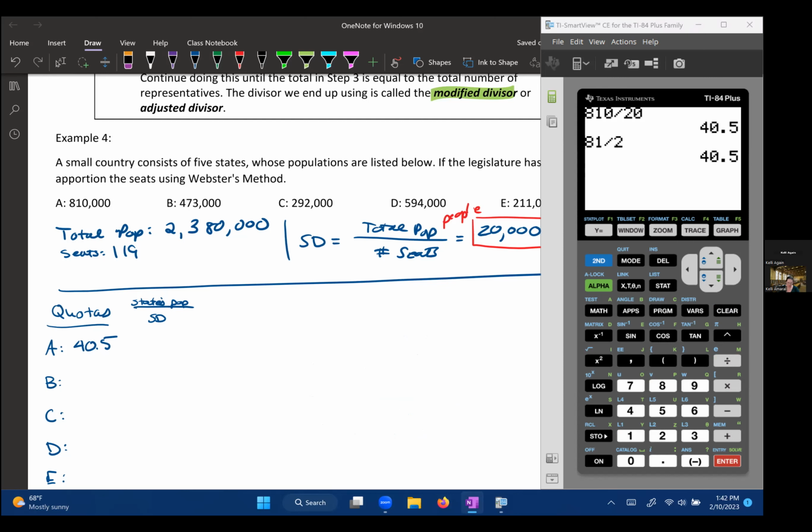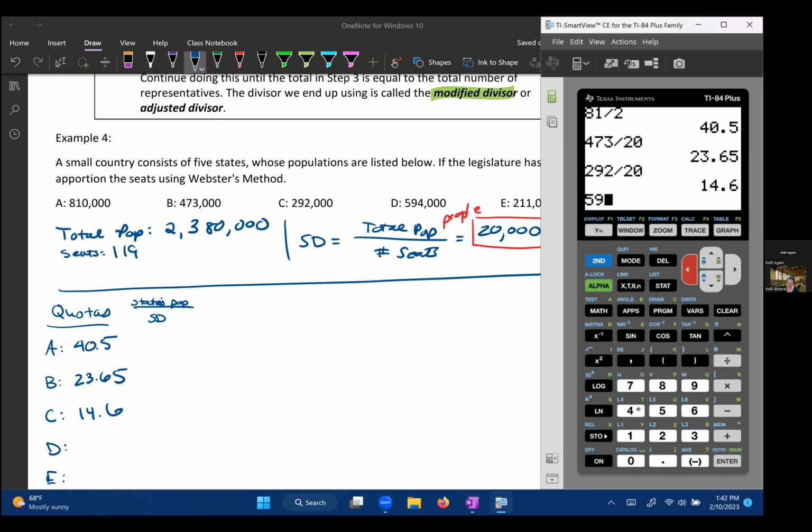So the quota for state B is 473,000 divided by 20,000, which is 23.65. These numbers should be familiar. Then 292 divided by 20 is 14.6. That's the one I had the error on the first time.